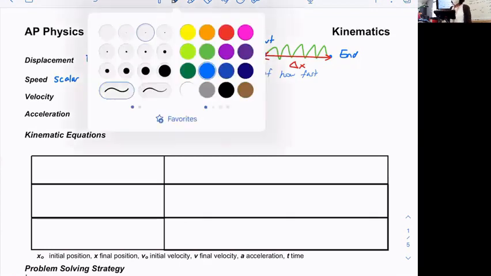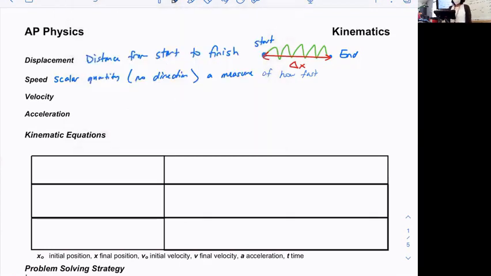Maybe we'll compromise. Okay, velocity. This is a vector quantity, and this is how fast in a given direction. And acceleration is how quickly the velocity is changing.